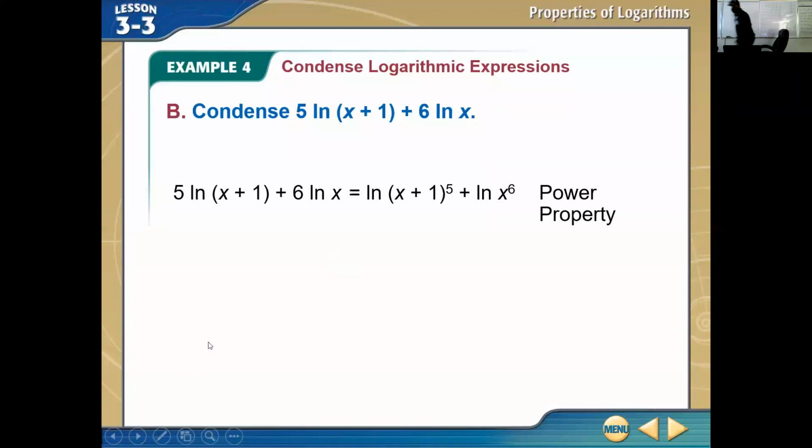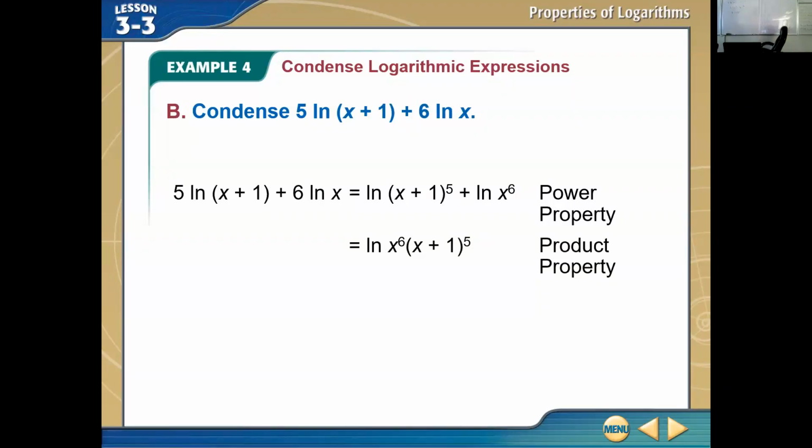So first step, power property, bringing those exponents from out front. And then they use the product property. Just remember, order does not matter with multiplication. It only matters with division and subtraction. So I had the natural log of x plus 1 to the 5th first, then x to the 6th. That's more than fine.